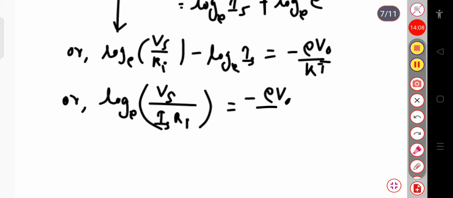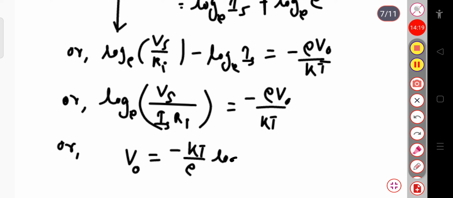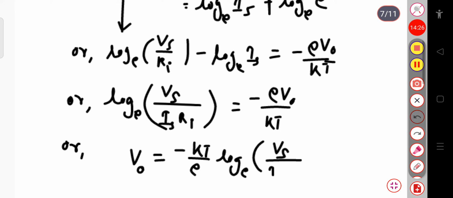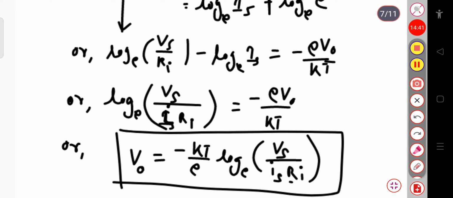Or finally we can write the output voltage Vo will be equal to minus Kt divided by e into log base e Vs divided by Is into Ri. So here let me correct, this is small Is, Is into Ri. So this is our final expression for the output voltage.